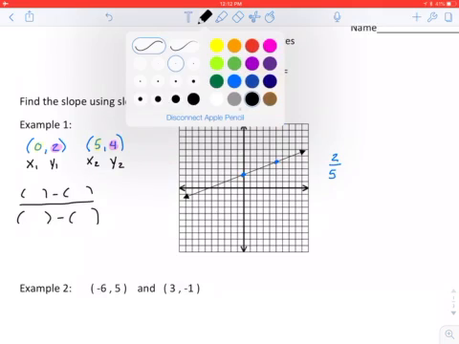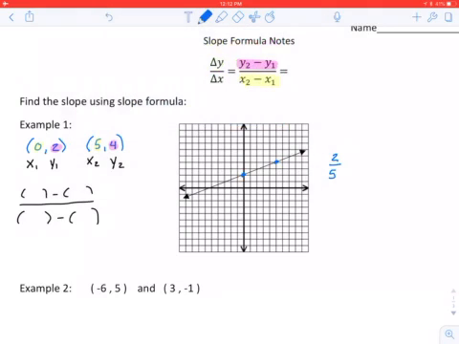Now I'm going to actually go through and plug in my numbers. In this first spot is where y2 goes. Up here in our points, y2 we labeled was 4. Then y1, the formula is y2 minus y1, so y1 is 2, and that goes in that spot. Then in the denominator, we have x2 minus x1. So x2 is 5, x1 is 0.